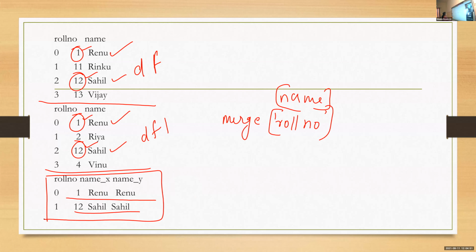Then first is the common roll number. Roll number is common, so you want to write only once. So 1 and 12 are the roll numbers. And first write the DF1 names, that is Renu and Sahil. Then second, here it is DF1 and DF2. Then the DF2 name, that is name underscore Y. If it is different, then two different names will appear here.